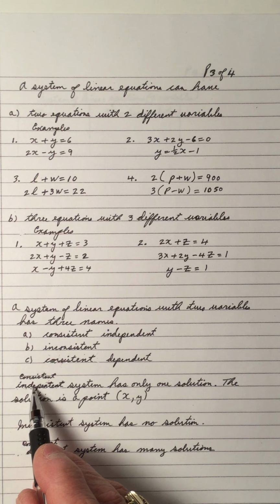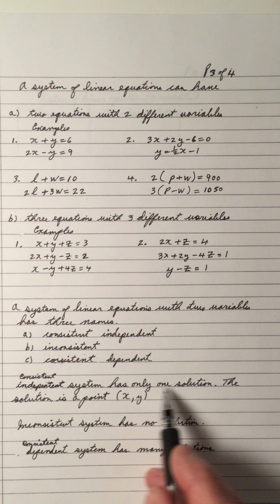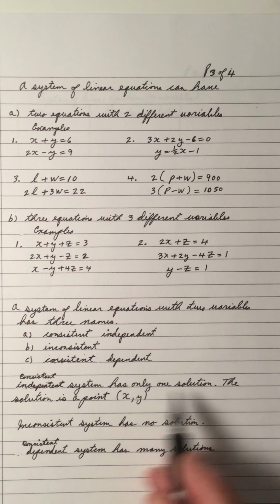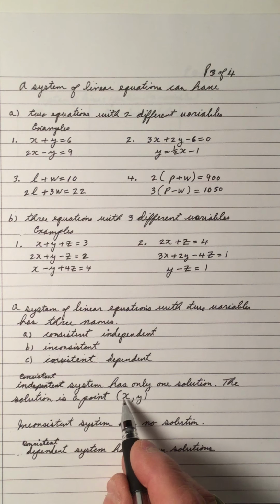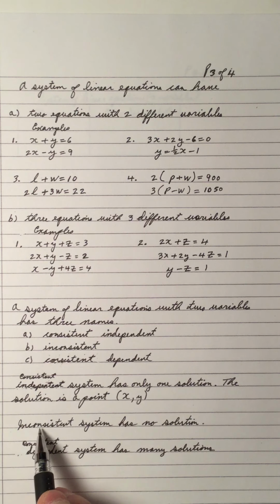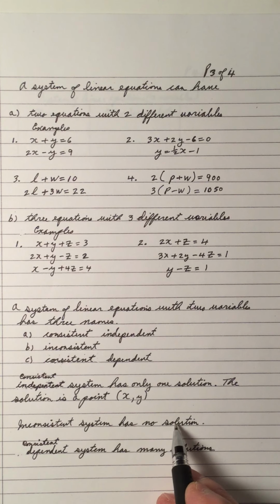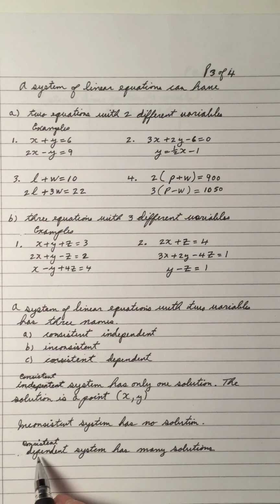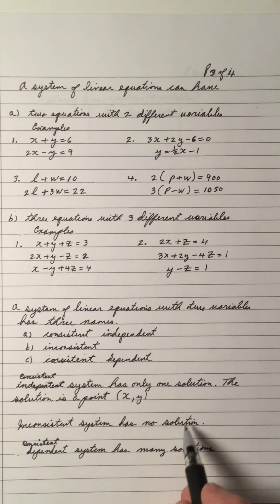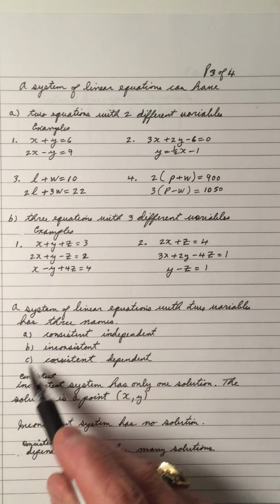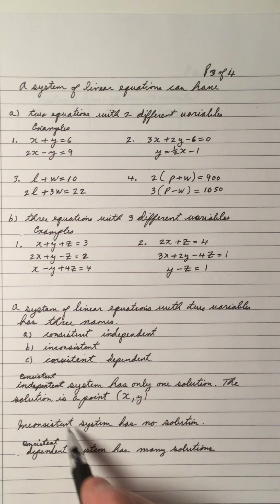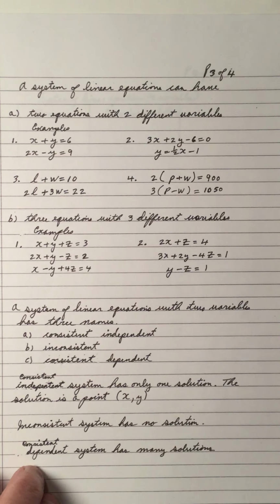A consistent independent system has only one solution. The solution is a point, x, y. An inconsistent system has no solutions. A consistent dependent system has many solutions. This I will discuss further as videos go on in my unit. I will bring this back again and again and again.